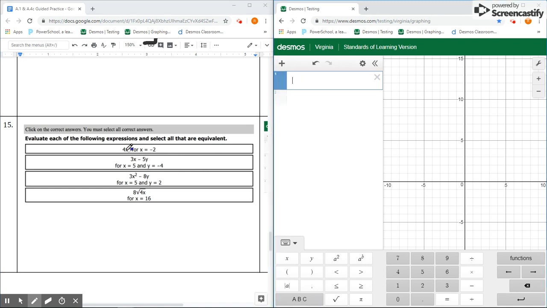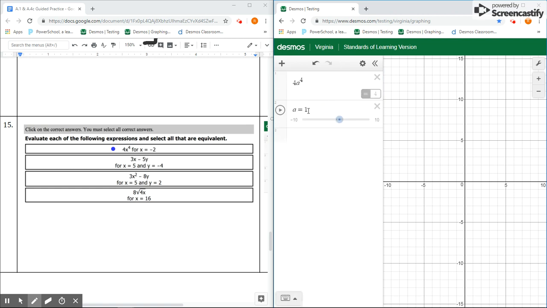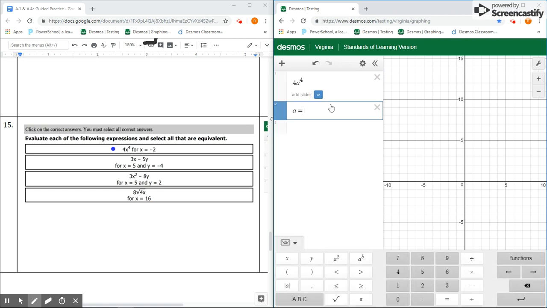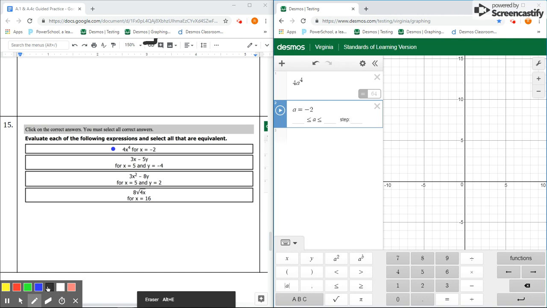I'm going to start with the first one, 4x to the 4th. And remember, we can't use x and y if we're going to add a slider, so I'm just going to change it to a, 4a to the 4th. When I add that slider, it says we want it to be -2. Okay, so 4a to the 4th or 4x to the 4th, when you plug in a -2, you get 64. Okay, so I'm going to write 64 here.